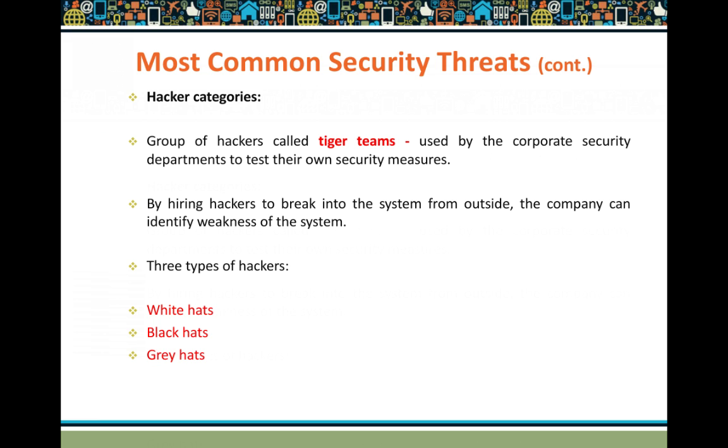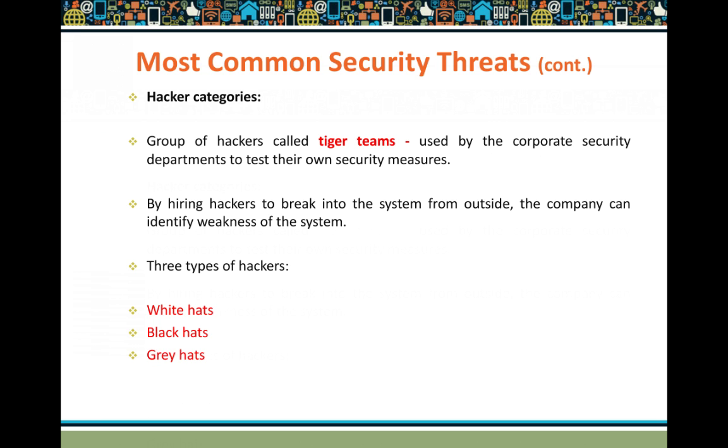We have three types of hacker categories. A group of hackers is normally called a tiger team, and it is used by corporate security departments to test their own security measures. This is a type of ethical hacking wherein organizations appoint a group of hackers to test the effectiveness of their security system. If the tiger team is able to penetrate the system, it means your security system is still weak, so you can improve it further.